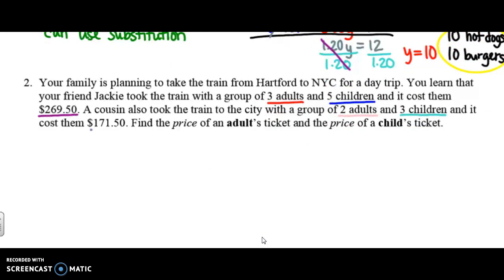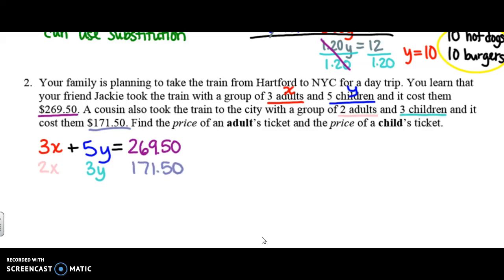In this equation, I'm going to let X represent the adults and Y represent the children. Of course, you can choose to use any 2 variables you'd like. I typically stay away from the variable O just because O and 0 often get confused. So I'm setting up my first equation to go with Jackie's family. 3 adults, so 3x, plus 5 children, 5y, equals $269.50. The cousin had 2 adults, so 2x, and 3 children, so 3y, and their total was $171.50.